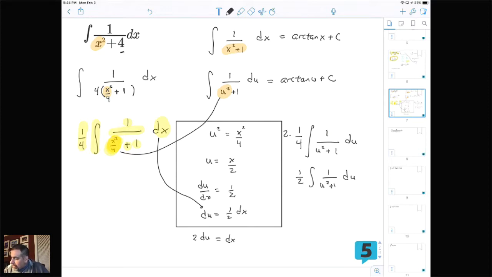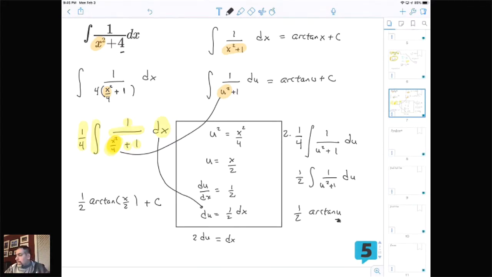So I know this has an answer of 1/2 arctangent u. So when I bring this back and rewrite this in terms of x, I get 1/2 arctangent of, well, I want to use u, but u has a value of x over 2. And then I remember my constant of integration at the end.